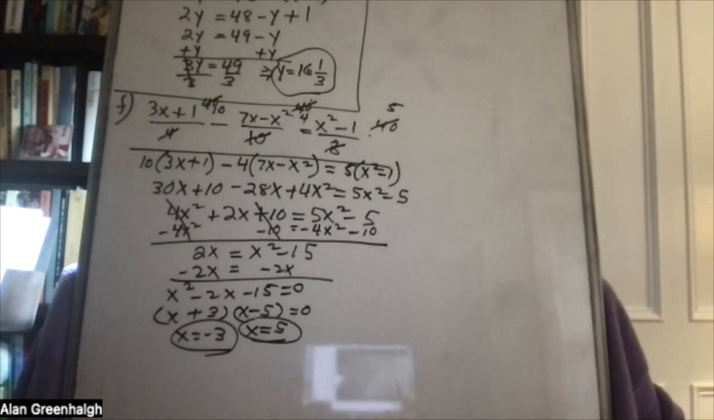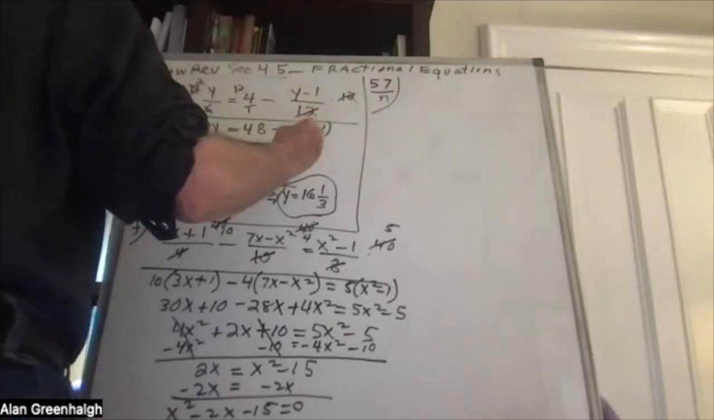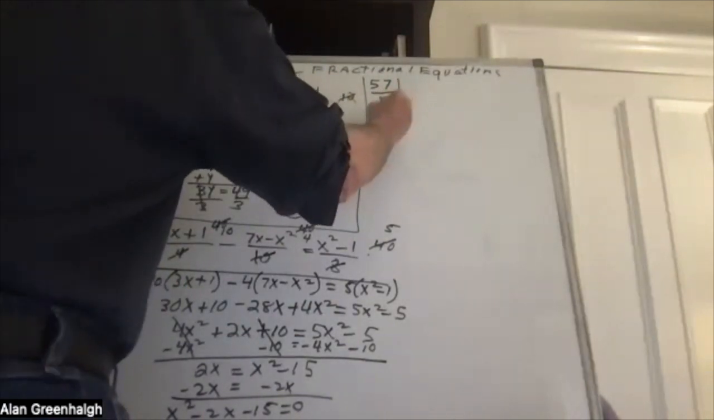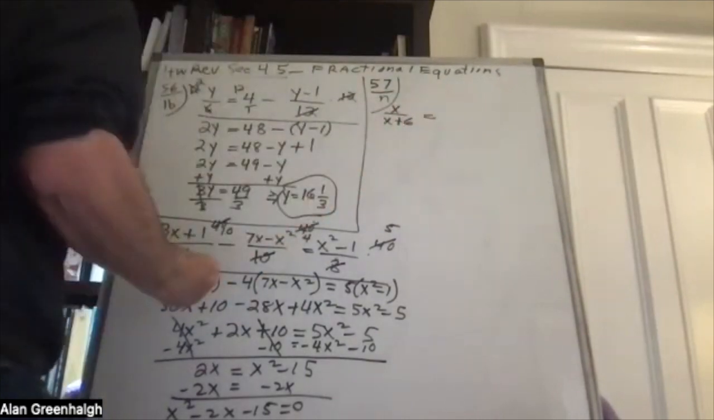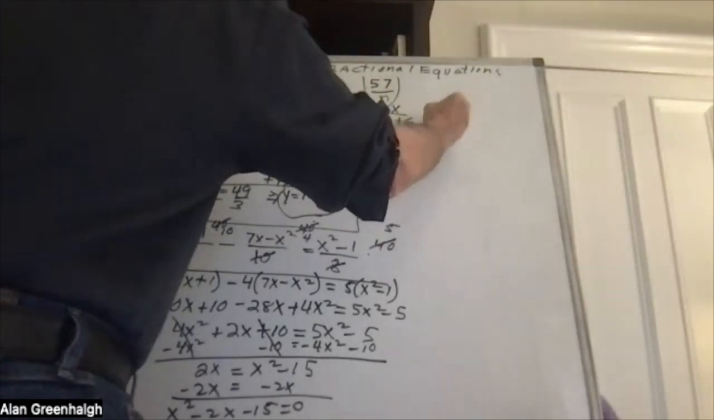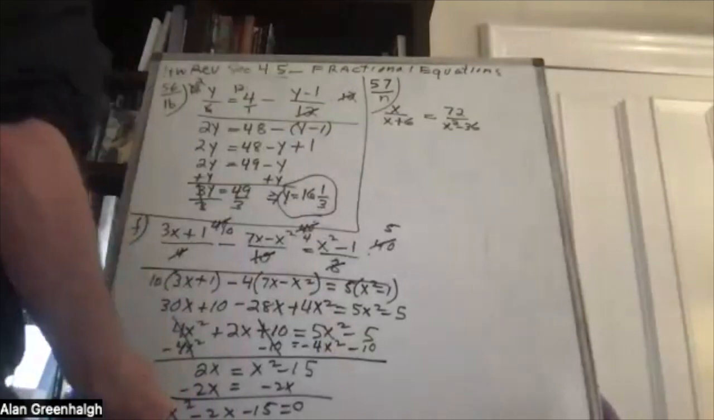Next problem. And this problem is very important. So let us go back up to the top. So x over x plus 6 equals 72 over x squared minus 36 plus 4.